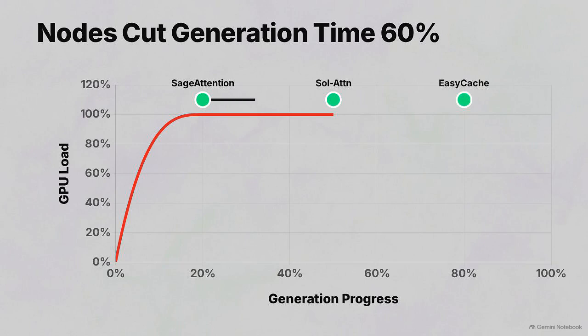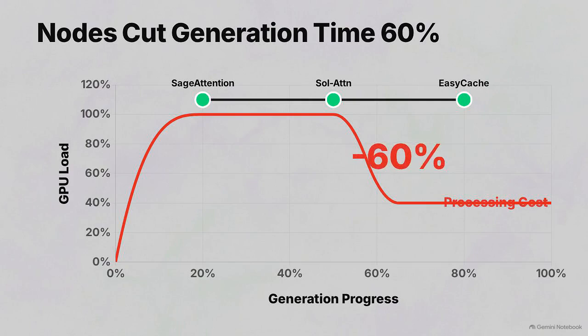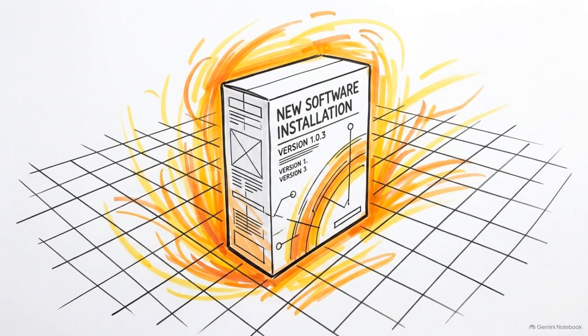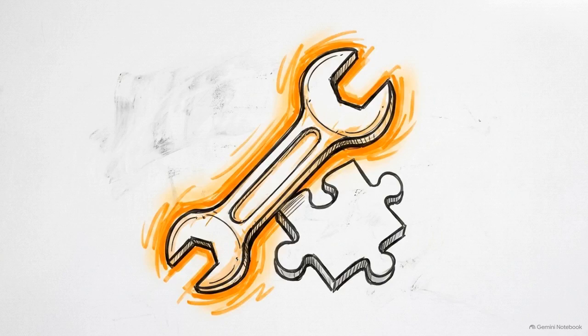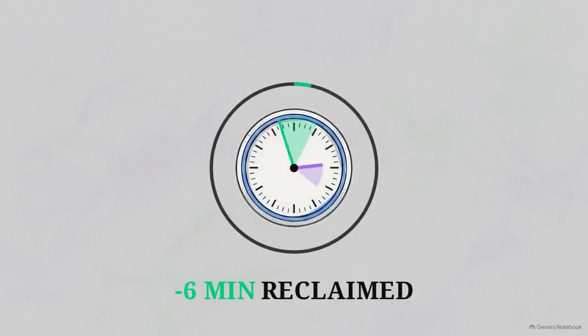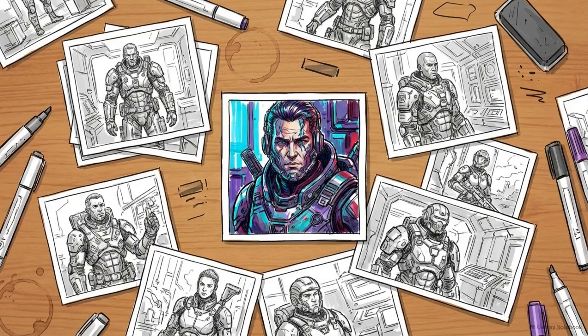By linking 3 specific acceleration nodes, we can cut the total generation time by over 60%. To get these results, you need updated ComfyUI, the ComfyUI Manager extension, and INT8 MiniMax models. Reclaiming 6 minutes on every generation enables a rapid, iterative workflow. It allows you to test multiple seeds and prompts in the time it used to take for just one.